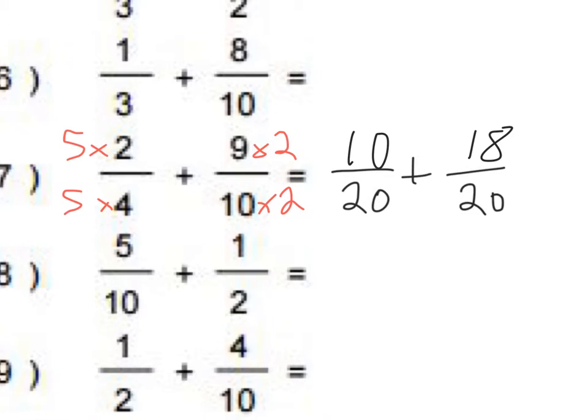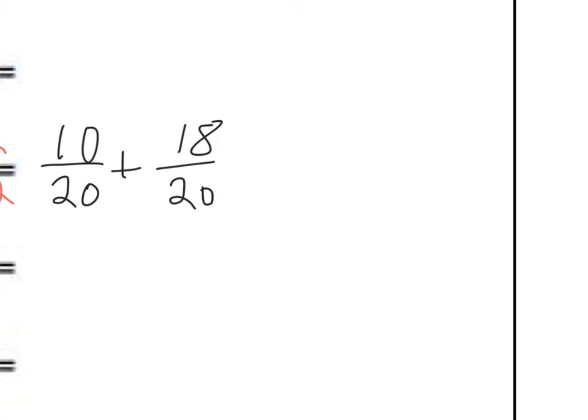Now, do we have the same denominator? Yes. And so what's going to be the denominator in the answer? Denominator is the bottom. 20, right? Now, what do we need to do on the top? Plus. So what's 10 plus 18? 28. Now, we get a situation where 28 is greater than 20.